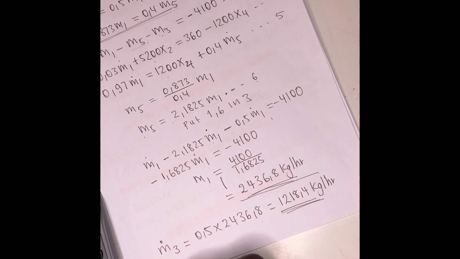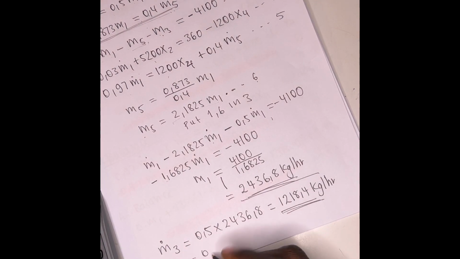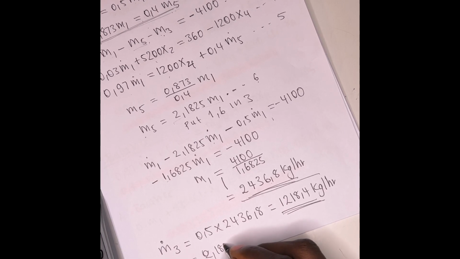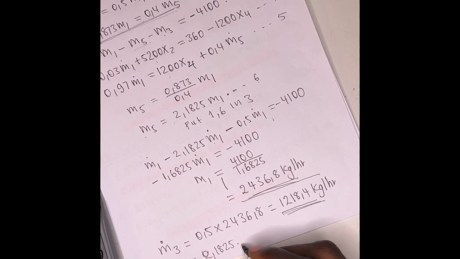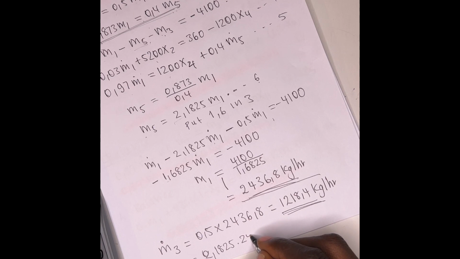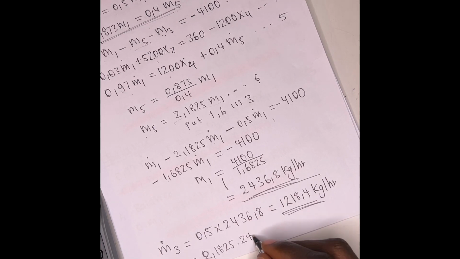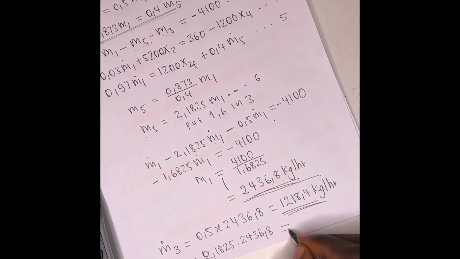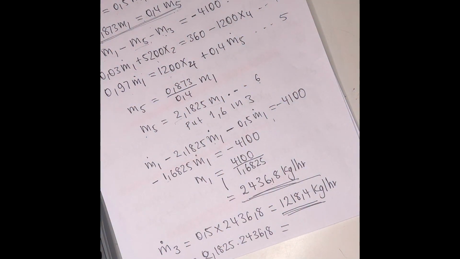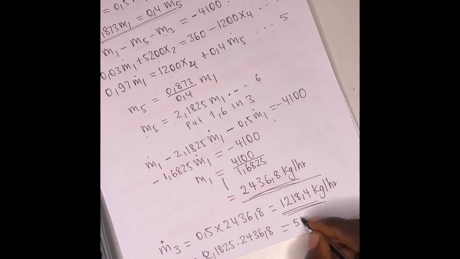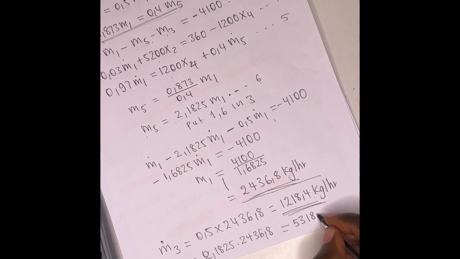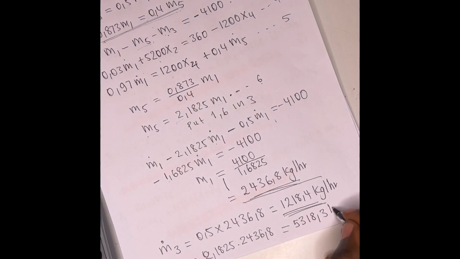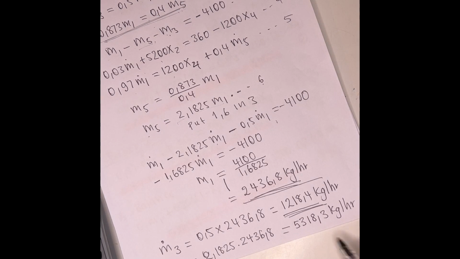So N5 is going to be 2.1825 times N1, which is 2436.8. Then 2.1825 times 2436.8, we're going to find something like 5318, and I'll stop there because there are too many digits. The unit is kilogram per watt per hour. You see, we found that one.